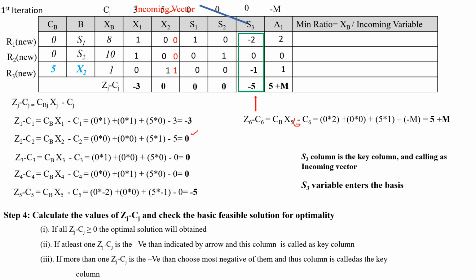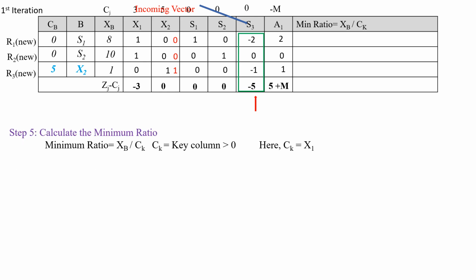So the S3 variable enters the basis. The next step is to calculate the minimum ratio of XB divided by CK. Here CK is the coefficient values in the key column, the S3 column, and CK values should be positive only. Observe that the CK values are minus 2, 0 and minus 1. These are negative values and also 0, so we cannot determine the minimum ratio of XB divided by CK.